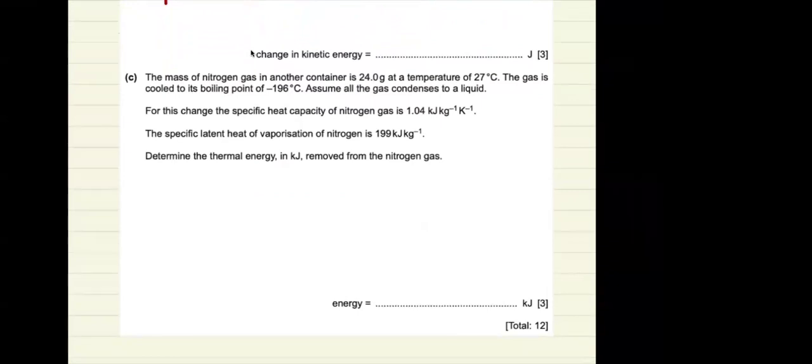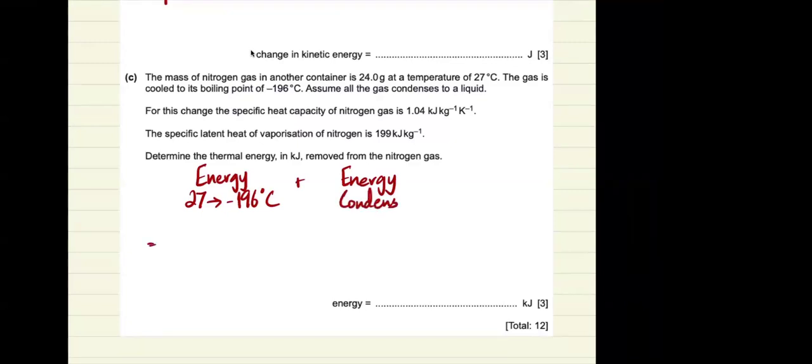Mass of nitrogen gas in another container is 24 grams at a temperature of 27 degrees Celsius. Gas is cooled to its boiling point. Assume all the gas changes to a liquid. For this change, the specific latent heat of nitrogen gas is this much. Specific latent heat of vaporization is given. Find the thermal energy removed from the nitrogen gas. So it's really two energies. One energy is because of its loss of temperature from 27 to negative 196 degrees Celsius. And the other energy which is lost is because of it condensing.